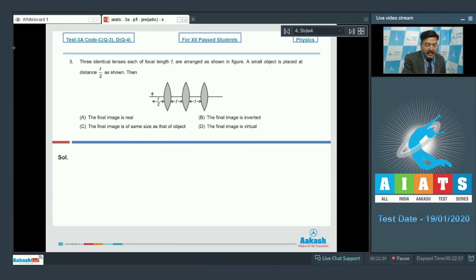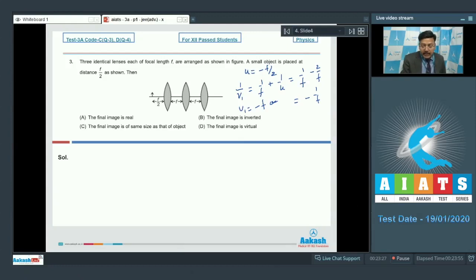Okay, so let's apply the lens equation for refraction by the first lens. For the first lens we can see that the value of u, the object distance, can be taken as minus f by 2, and let's apply the lens formula. So the image position, let's call it v1. 1 by v1 can be written as 1 by f plus 1 by u, which we can rewrite as 1 by f minus 2 by f, and this is coming out to be equal to minus 1 by f. So v1 is minus f, right? So the first lens is forming an erect image, in fact erect as well as virtual and enlarged image of the object. So that is about the first lens.